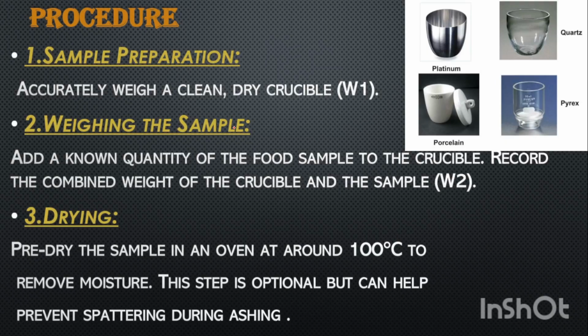The estimation of the ash content is a fundamental aspect of food analysis, providing valuable information about the mineral composition and overall quality of the food products. This ash is the inorganic residue remaining after water and the organic matter are removed by heating in the presence of oxidizing agents. Coming to the principle, determining ash content involves the complete combustion of the organic matter in the food sample, leaving behind the inorganic mineral residues as ash.